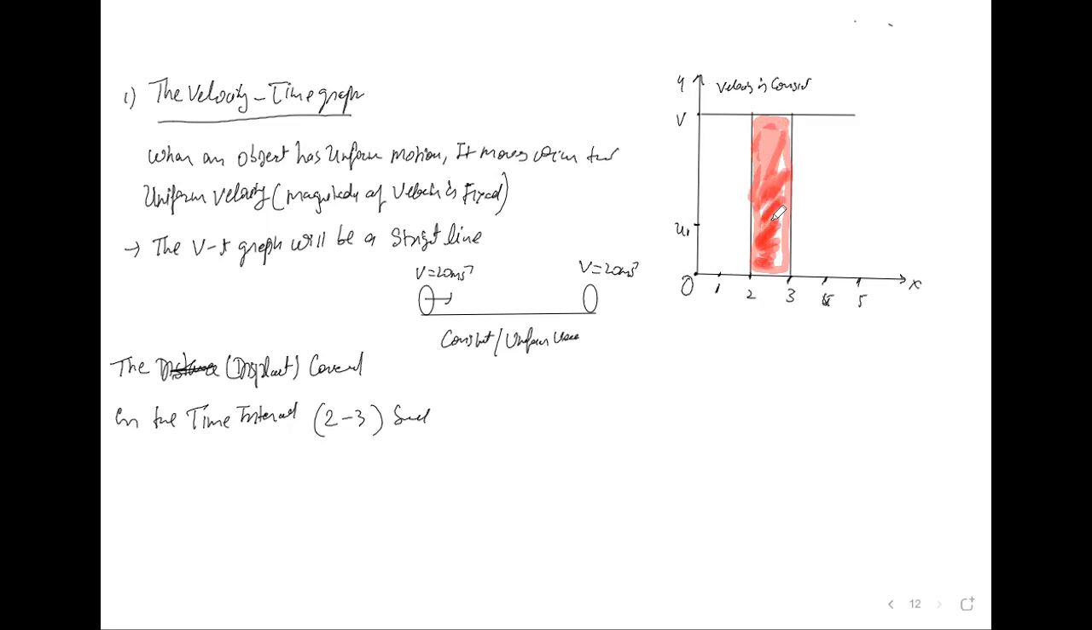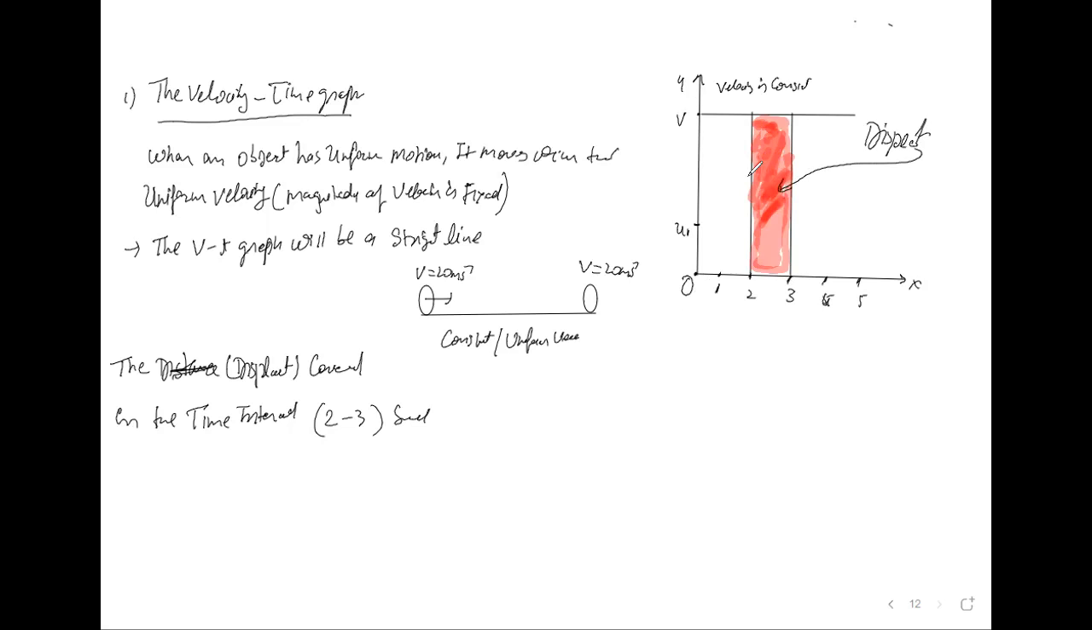The shaded region represents what? The displacement covered by the object with uniform velocity between the time interval of 2 to 3 seconds. Okay, this is the displacement. So it is quite simple to represent by this shaded region.